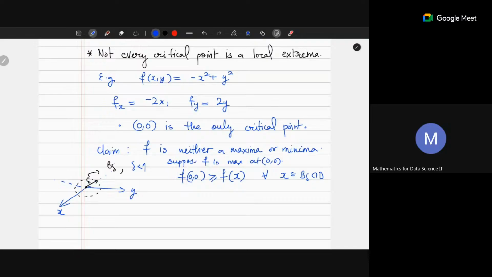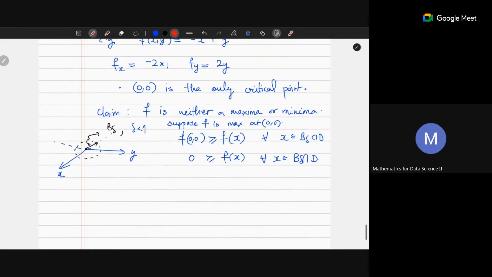So in that case, this is what happens. Now, what is f of 0, 0? f of 0, 0 is 0. So my function needs to be either 0 or smaller than 0 for all values in this ball. Now, look at this. I consider two paths. One path is the x-axis, path 1, and path 2 is the y-axis.